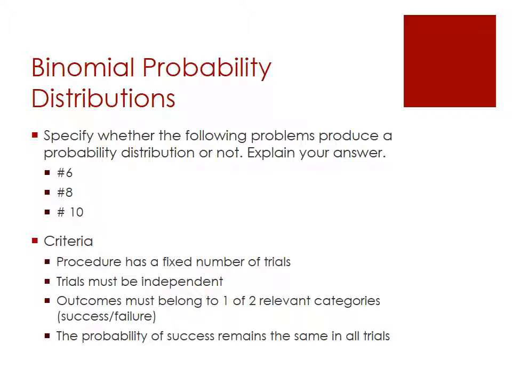Now, notice number 8 has several different categories. So we have potato, corn, broccoli, and tomato. So we have 4, and then others. So we have a total of 5 categories. So if we were processing all 5 of those categories, it would not be a binomial probability distribution.